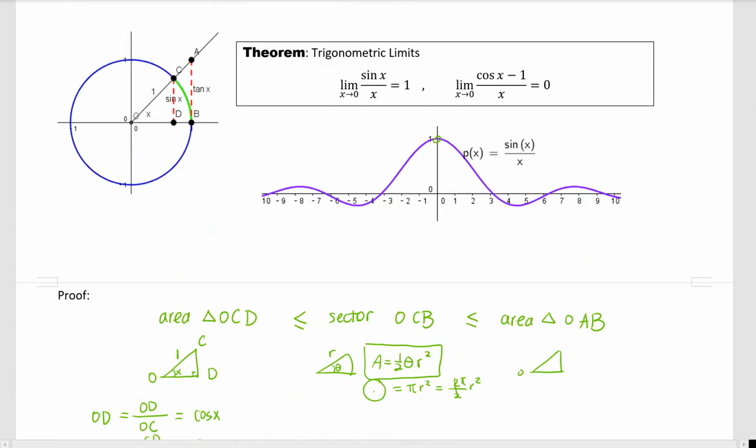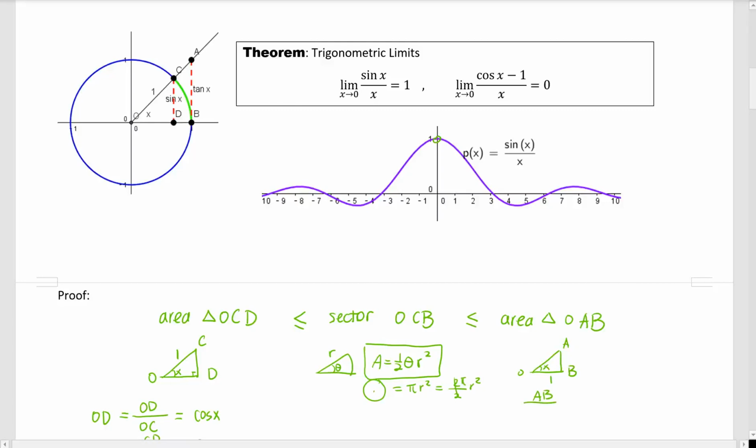OAB, we know OB is 1 and the angle is x. Okay, so in order to find the area, we need base and height, but we already know the base. Okay, how do we find the height?